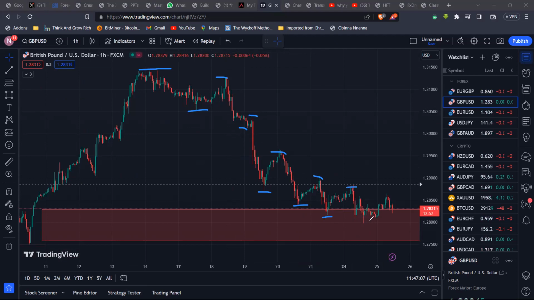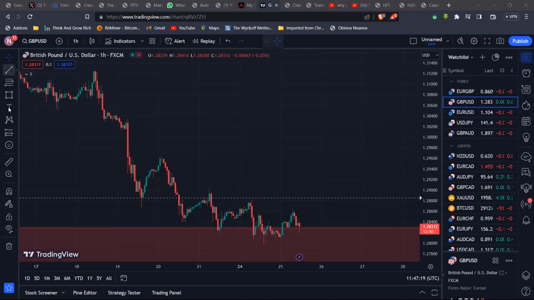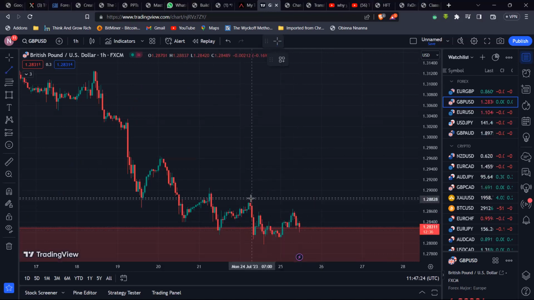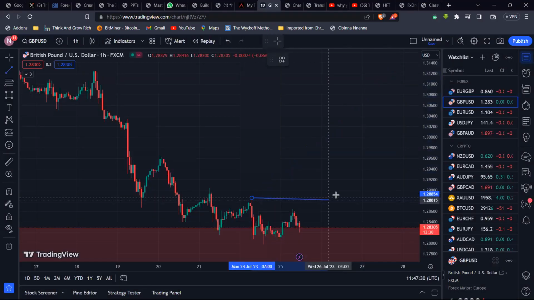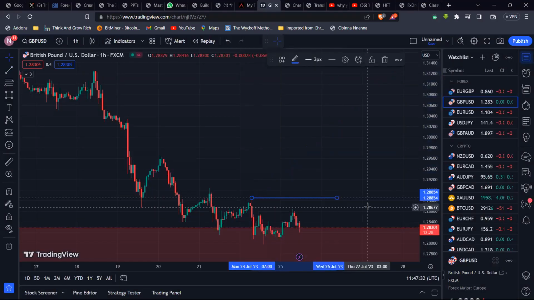Now, what I would like to see is for price to change character or change structure. So let's keep an eye on this. Let me draw out what I will be looking for. Now, this high here, you can see where my alert line is. This high here is of interest, right?